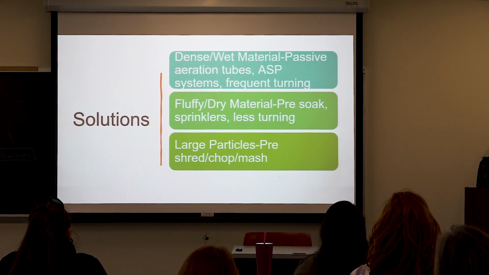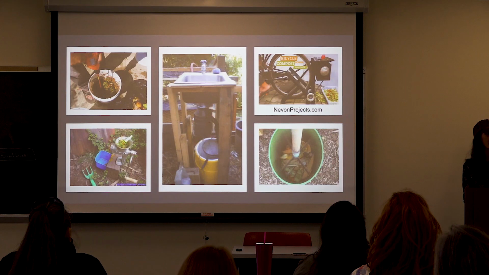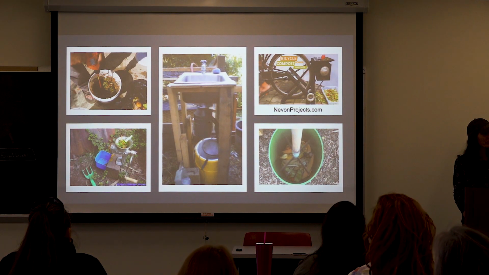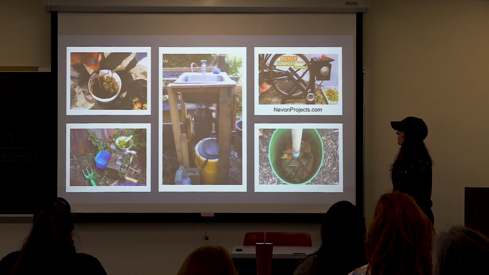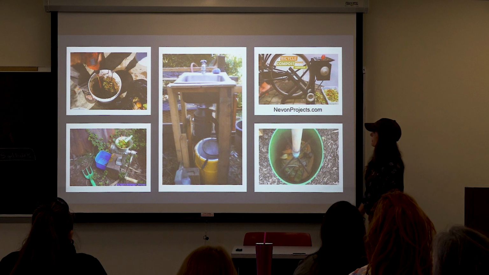For large particles, pre-chop, shred, or smash. These are some really fun tools that you can use. Only one of these, two of these actually use electricity, and on a small scale, they are great ways to shred and chop your food waste materials before you put them into the compost.